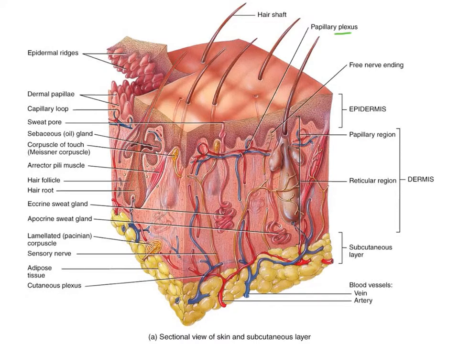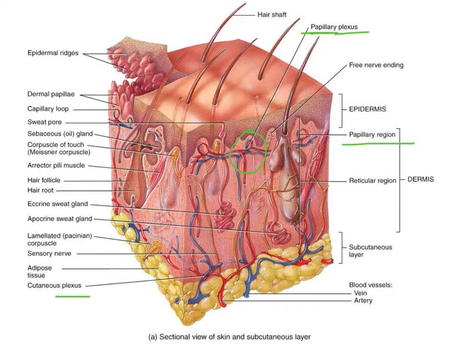Here is another plexus, and as we discussed down here with the cutaneous plexus, this is a network, and again, it is a network of blood vessels. The reason it is called a papillary plexus is because it is in the papillary region of the dermis. Again, this is going to be supplying the epidermis with blood.